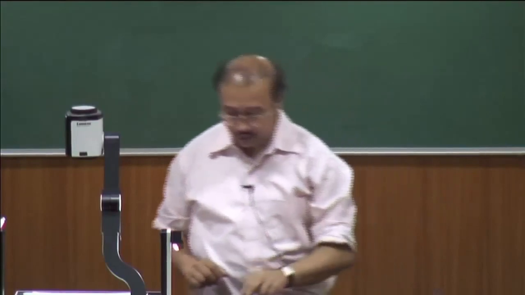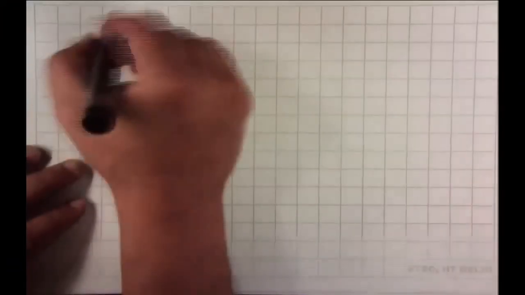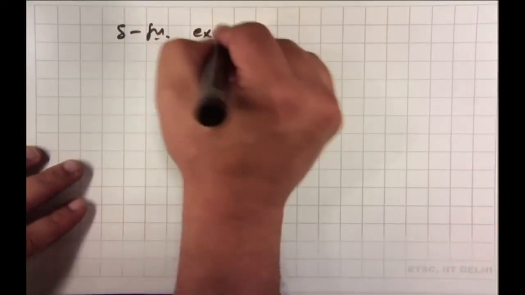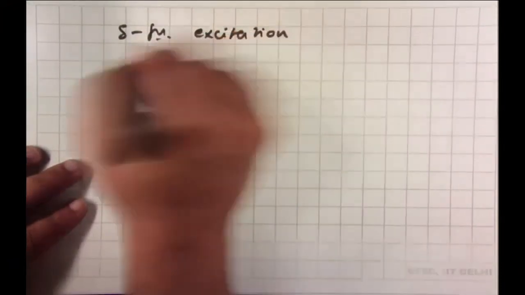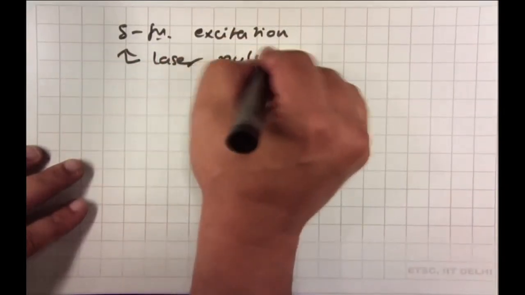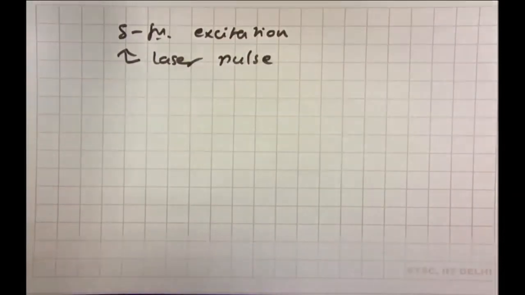So what you do is a delta function excitation, that means this is done with a laser pulse, and you do an excitation which is very fast, right, that is what is meant by delta. That means its time width is very small, the laser pulse is there for a very small amount of time, it excites the sample, and then you observe the decay of the excited state, right.